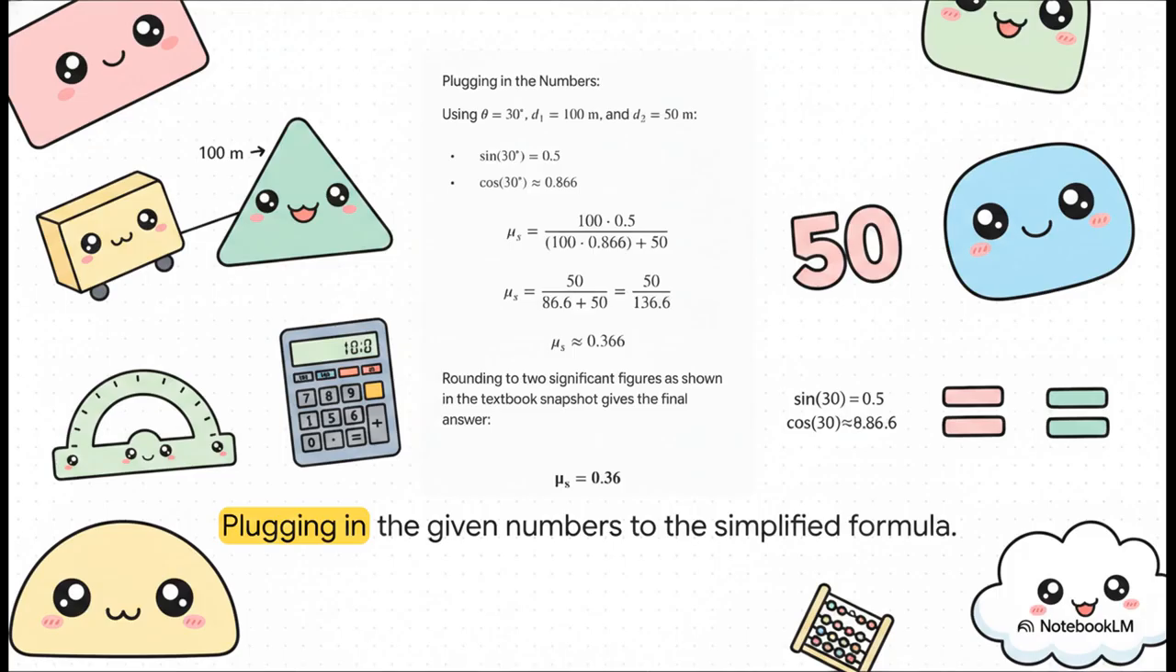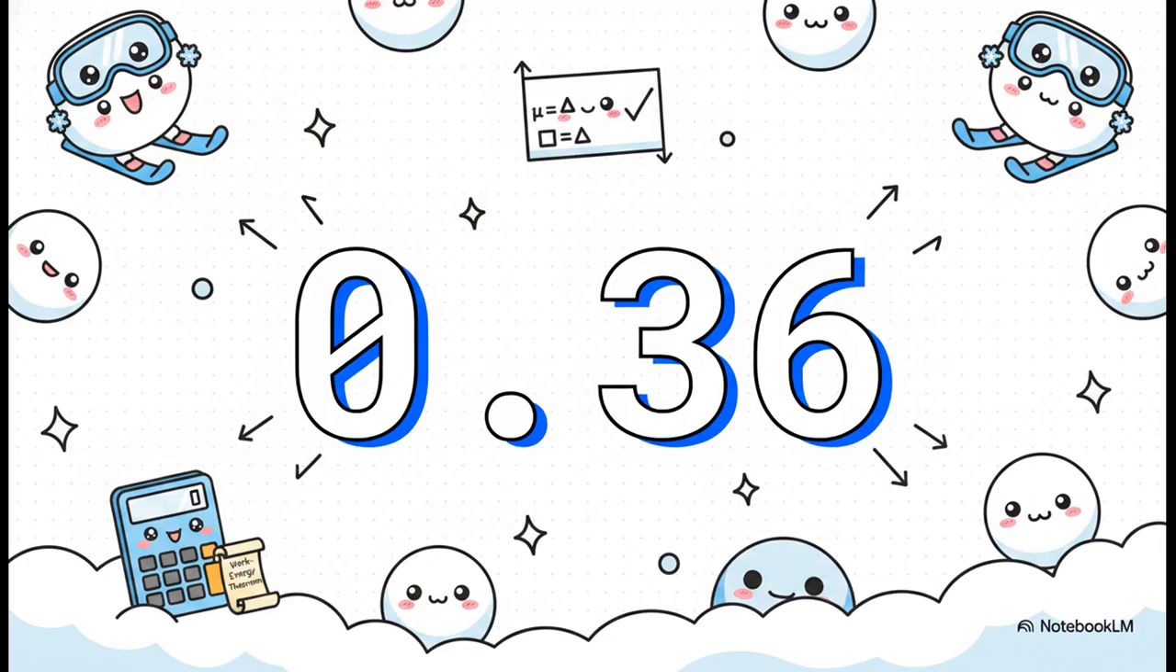So up top, the numerator is 100 times 0.5, which is 50. Down below, the denominator is 100 times 0.866, which is 86.6, plus the 50, giving us 136.6. We divide 50 by 136.6, and we get approximately 0.366. Following standard scientific practice, we round this to 2 significant figures, delivering our final payload, a coefficient of friction of exactly 0.36. We did it!